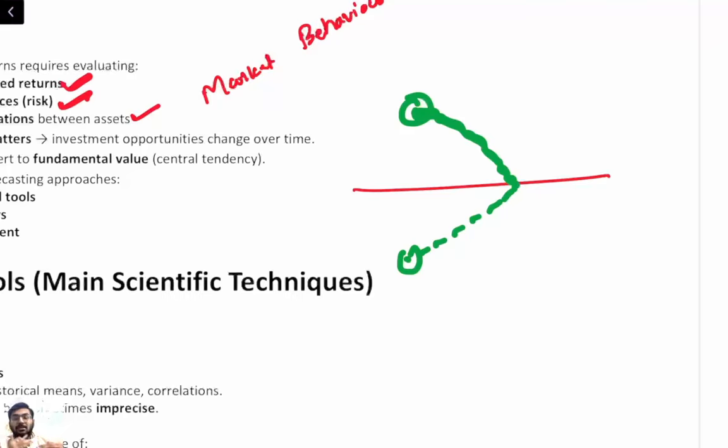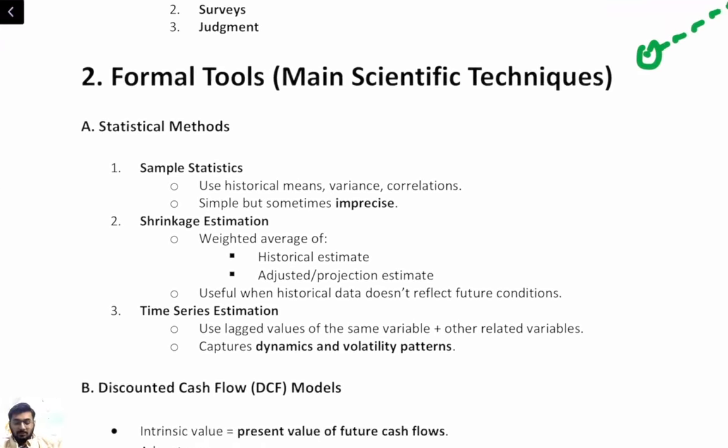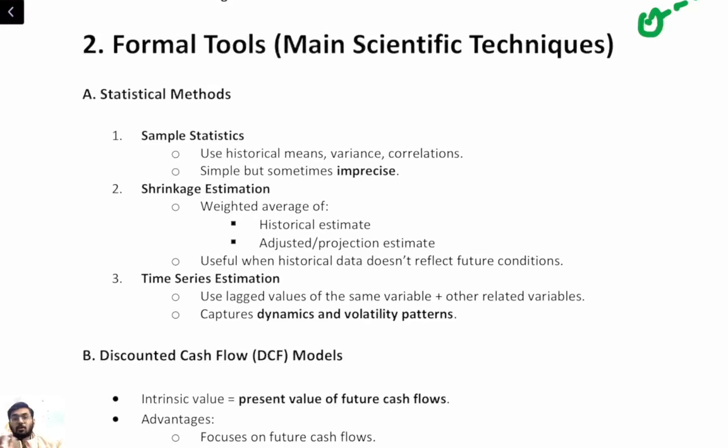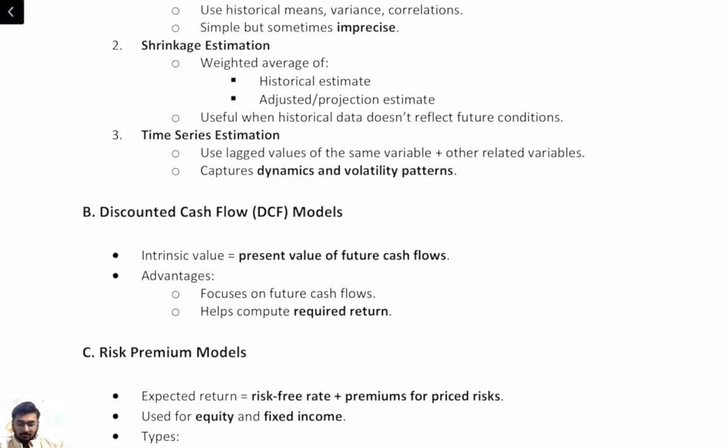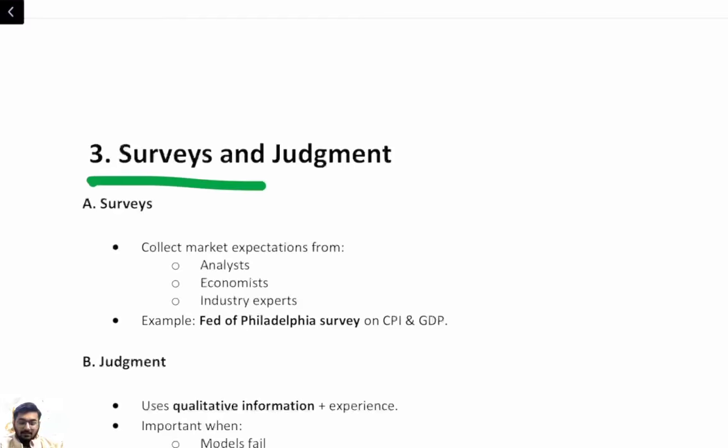Like if the gold price suddenly shoots up too much, then after some time it comes back closer to its usual level, or what should be its real level at that point in time based on demand and supply. Now there are three ways to forecast market expectations. One is formal tools, statistical or model based tools. Second, surveys, and third is judgment. Statistical, formal tools include all your scientific and mathematical tools. Then we have surveys and judgment.